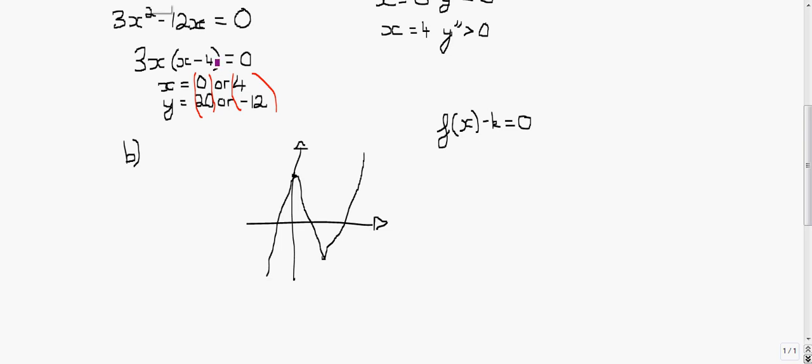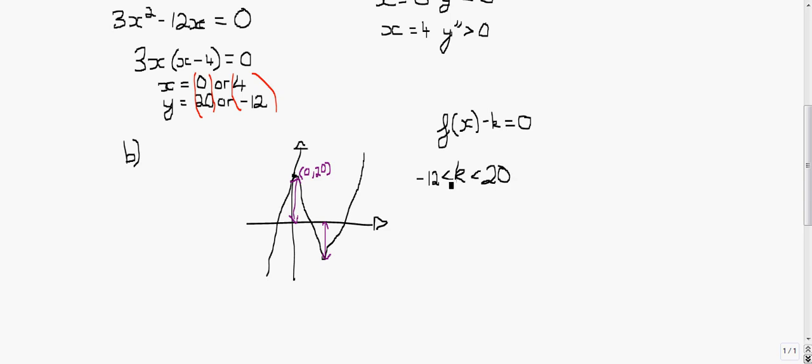Well, we can move it down by this amount. And because we know that this is the coordinate 0, 20, we know we can move it down 20. And similarly, we can move it up by up to 12. So therefore, we know that k has to be greater than negative 12 but less than 20.